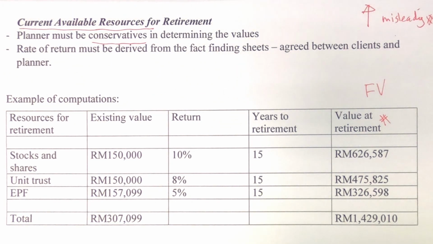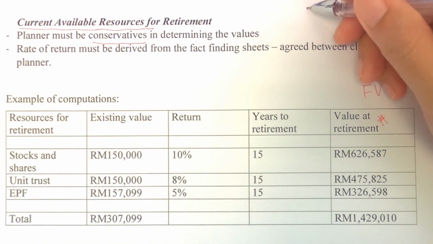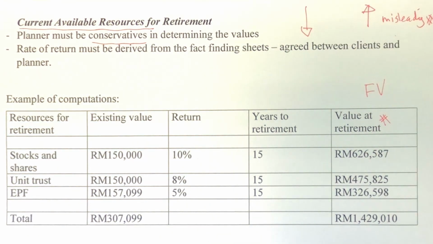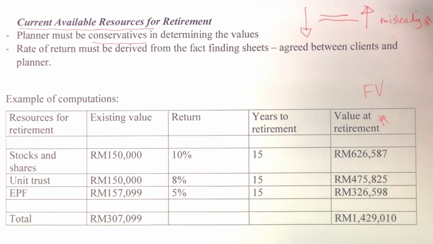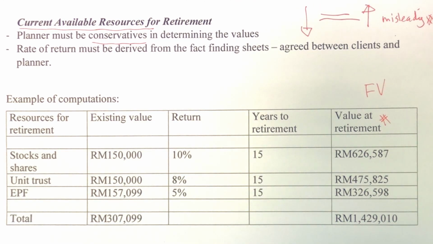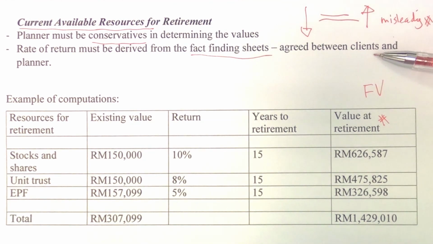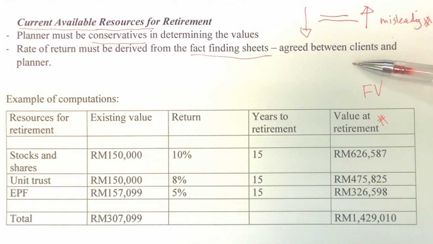You also should not put a value that might be too low, and it might not reflect the economic value of the asset. So it is just somewhere in the middle, in the sense that it must be not too high and also not too low. And the rate of return must be derived from the fact-finding sheet, something that you already agreed between your clients.